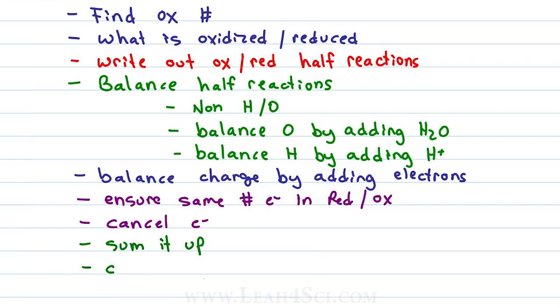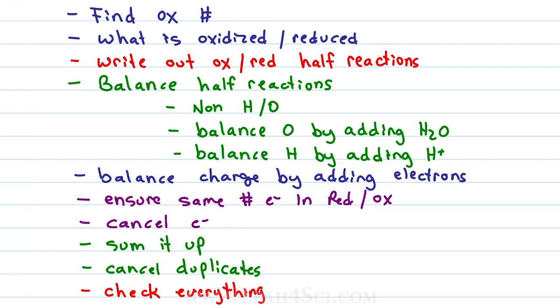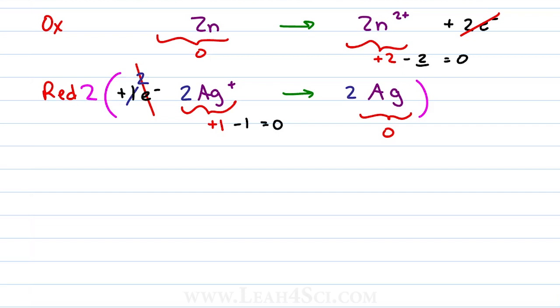Next, we want to sum it up, cancel any duplicates, and check everything. You want to make sure you didn't come all this way only to find a mistake at the end. So how do we sum it up? Just like when you're doing math. Draw a line at the bottom and bring your numbers down.